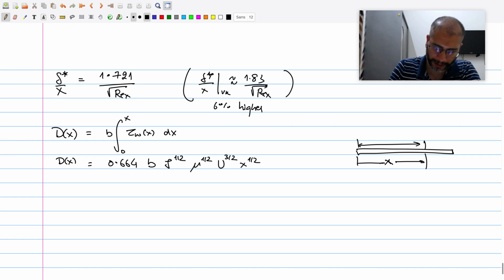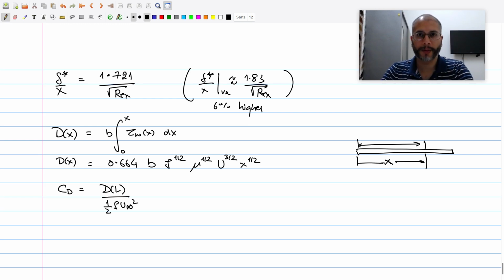Okay, so this is what we get, drag as a function of x. If you want to find the drag on the whole plate of length L, then you simply have to put x equal to L here. Let's do that. If I want to find the drag coefficient, we define the drag coefficient CD again as a non-dimensionalized drag on the whole plate. That's the total drag upon half rho u infinity squared.